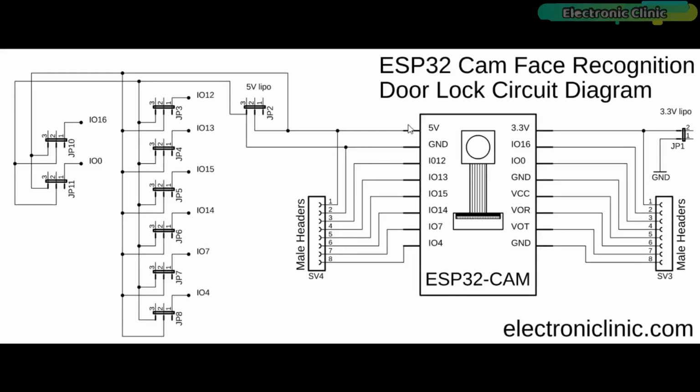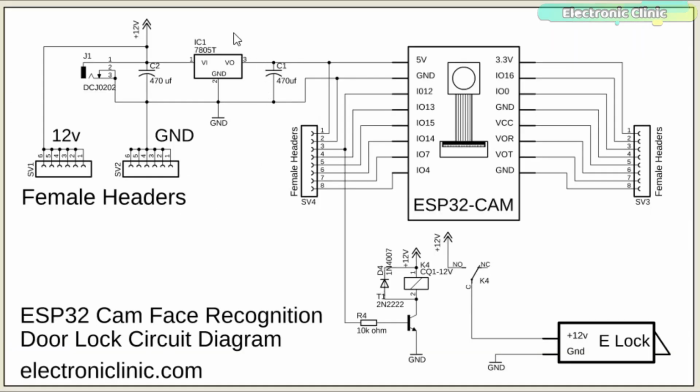The top circuit remains the same. I didn't even change a single connection. Now let's have a look at the bottom circuit. The 5-volt regulated power supply and the headers connection with the ESP32 camera module remains the same.